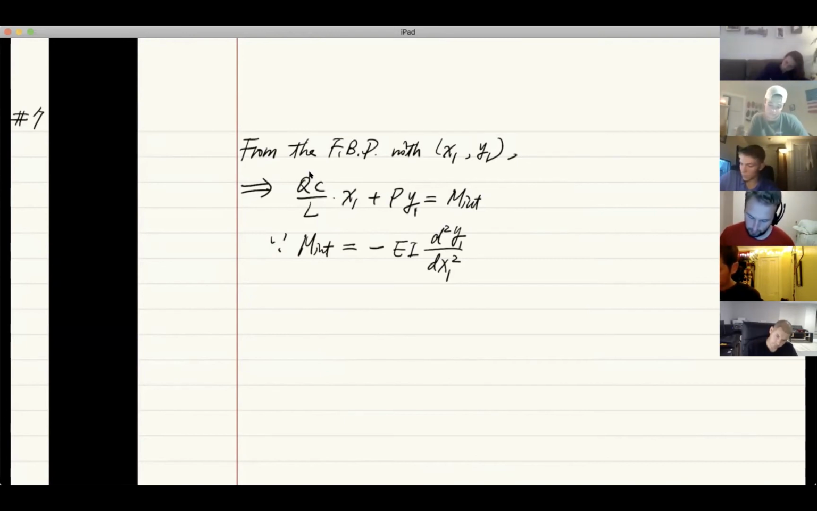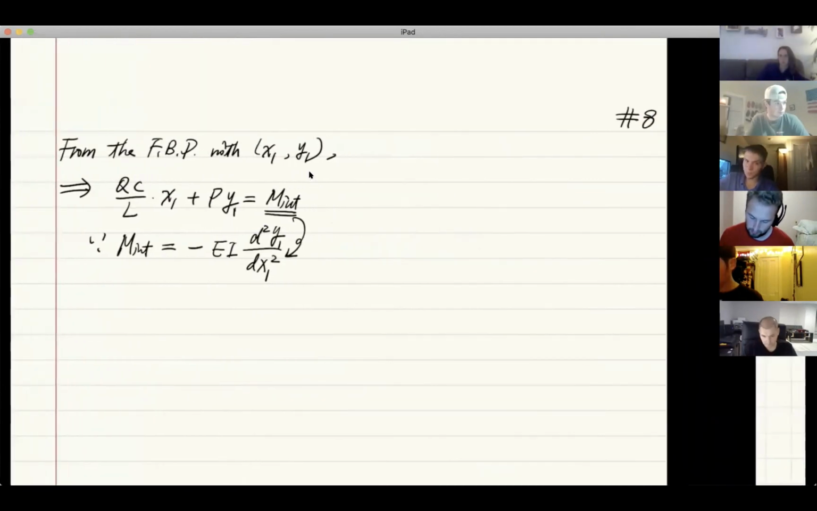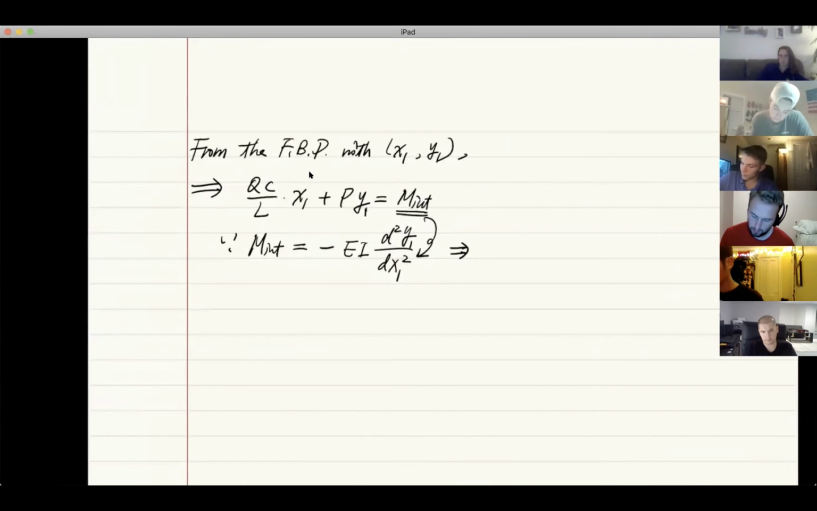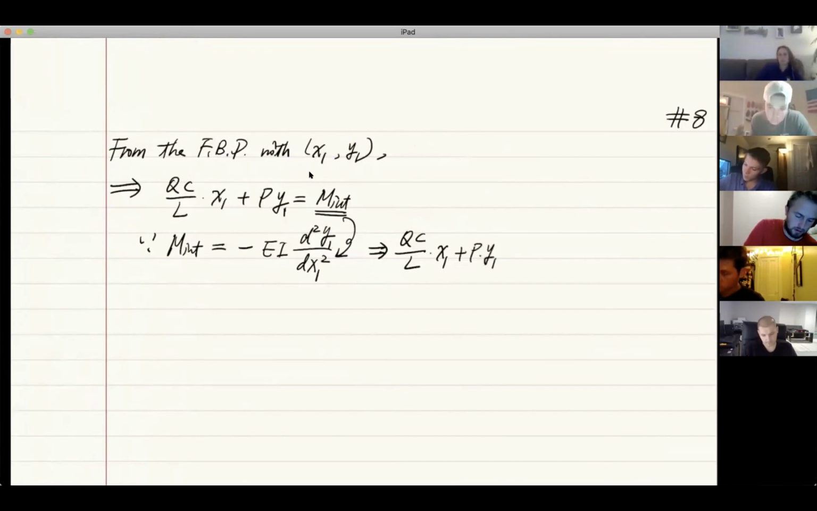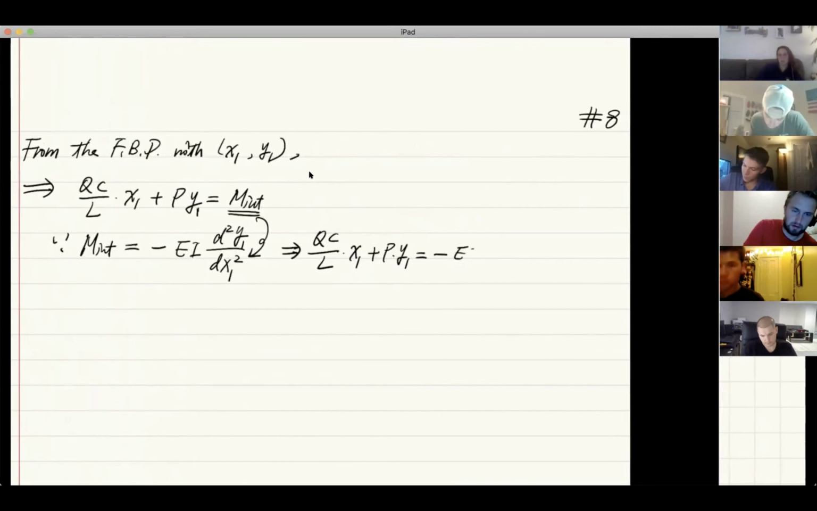So what we're going to do is replace this M internal with this. There's a negative sign here. You can keep either side positive. If we copy everything, it looks like this: Q times C over L times X1 plus P times Y1 equals negative EI times the second order derivative of Y1 with respect to X1, correct? There's no trick, just substituting the definition of internal moment. So this is our first equation.